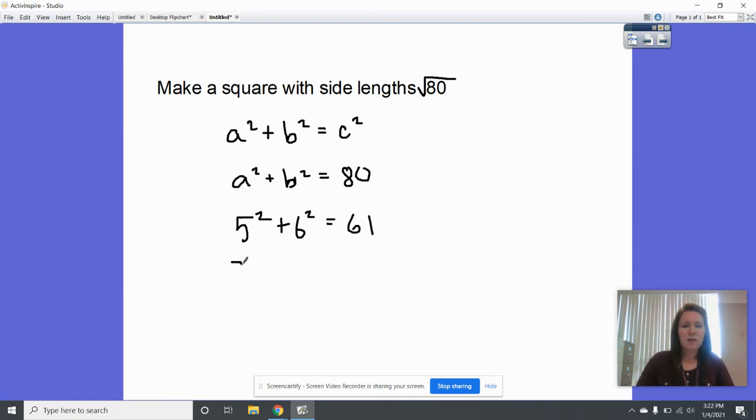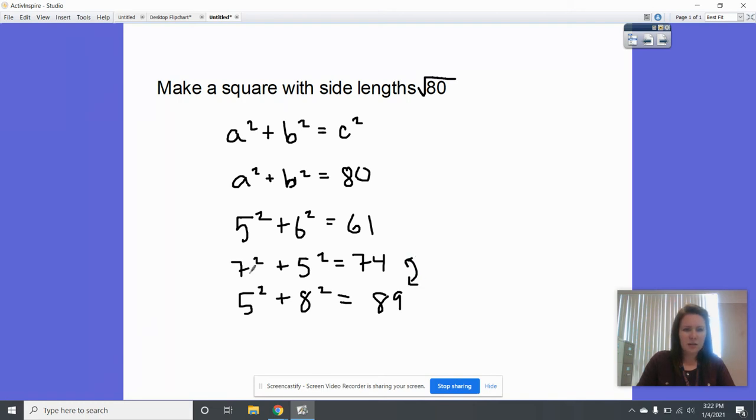Let's try another one. 7 squared plus 5 squared, right? So I kept the 5 squared and I just went up 1. The 6 went up to a 7. That is 74. Okay, pretty good. How about I go up again, 5 squared plus 8 squared. Okay, well now that equals 89. So now that's too big. So I know it's somewhere in between these two.